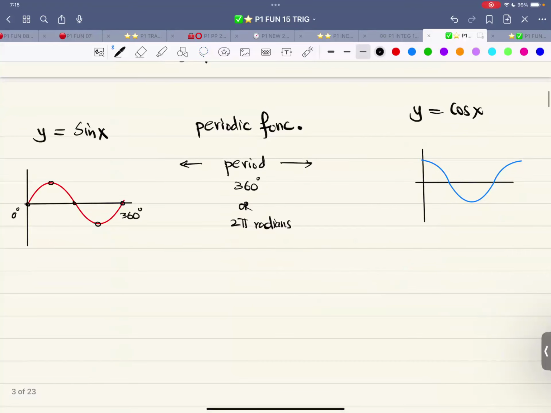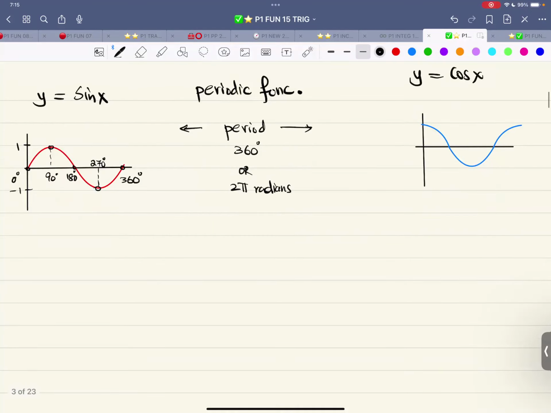Okay, so there are 5 major points. At 0, it's 0. At 90 degrees, it is giving a value of 1. At 180 degrees, it's giving a value of 0. At 270 degrees, it's giving us -1. At 360, it's 0. So remember this thing, the y values, that is 0, 1, 0, -1, 0.